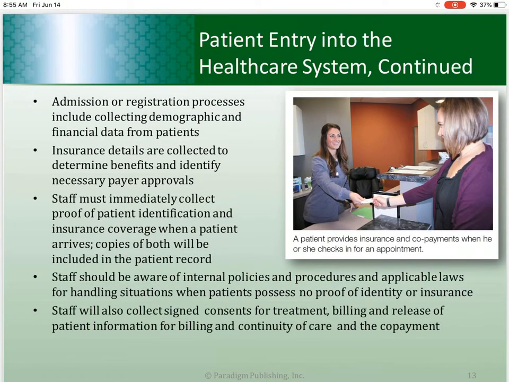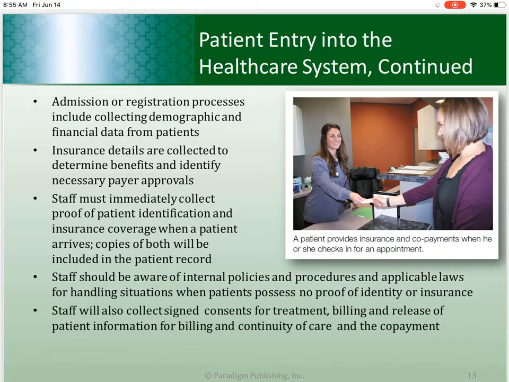All right, let's talk about the check-in process. When the patient arrives at the healthcare facility, a staff member must verify the patient's identity by copying or scanning the patient's insurance card and checking a driver's license or other proof of ID. Verification of identity is necessary to ensure proper rendering of patient care and to lessen the opportunities for insurance fraud.